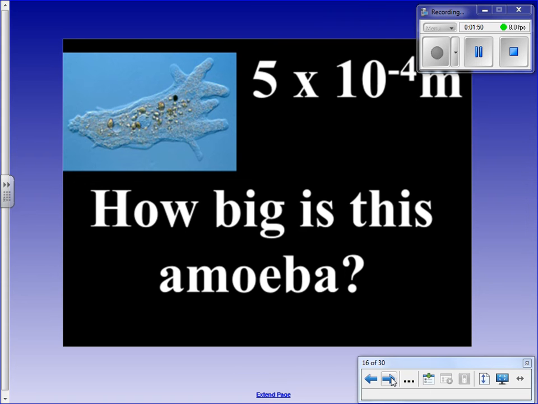But again, I want to talk about what we already know. We already know that 10 to the negative 4th means that we have 4 zeros, but that the number is less than 1. So we have 0.0001, and the decimal is always after the first 0. So this would be 5 times 0.0001.